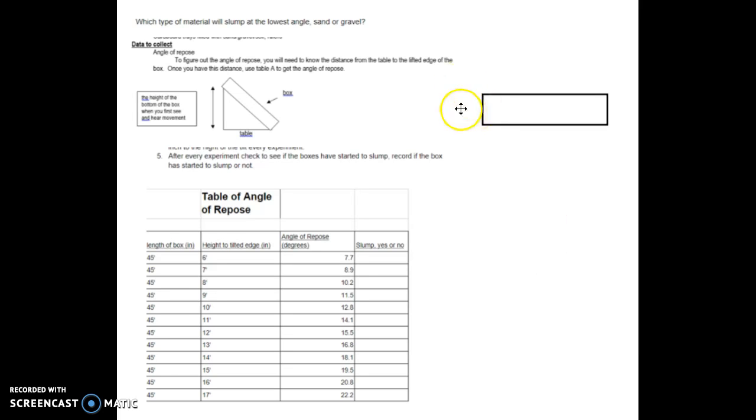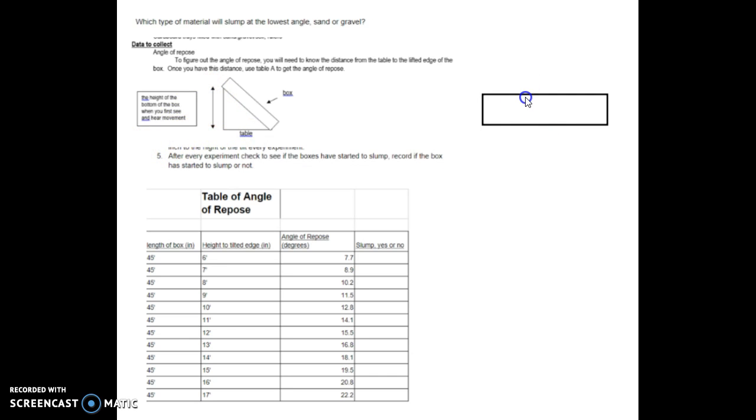So looking at your document, this is your beginning question: which of the materials would slump at the lowest angle, either sand or gravel. When you're testing that and writing your procedure, down here under the data to collect, I told you that to find the angle of repose, you needed to know the distance from the table to the lifted edge of the box. So you have to know this distance right here, and you measure this height when you first see or hear movement.